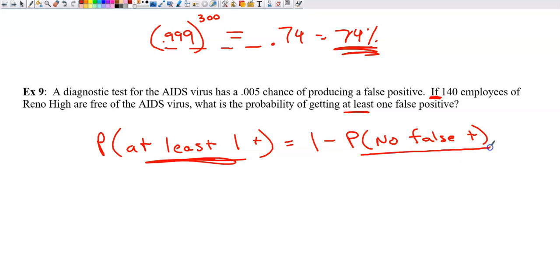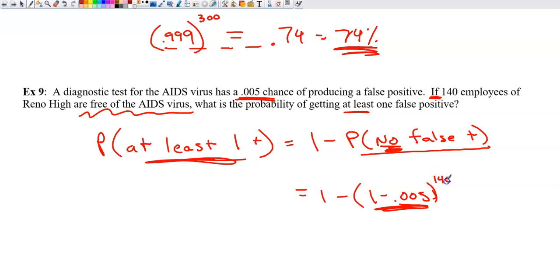And this is a much easier thing to calculate. So I'm going to do 1 minus the probability of not getting a false positive, meaning a correct negative. And again, we're assuming we are all free of the HIV, because if we don't know that we're all free of the HIV, it's a totally different problem. 1 minus 1 minus 0.005. That is the likelihood of getting a correct negative result, but I need all 140 of them to be correct.